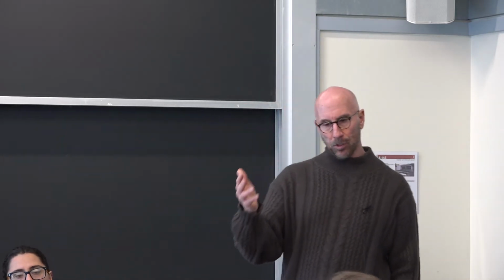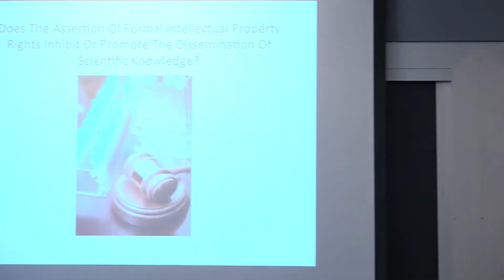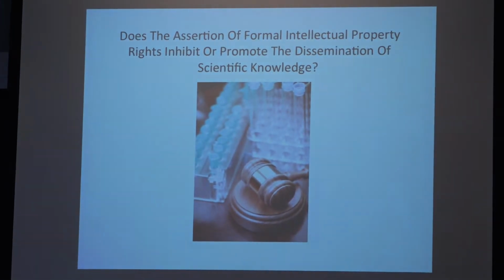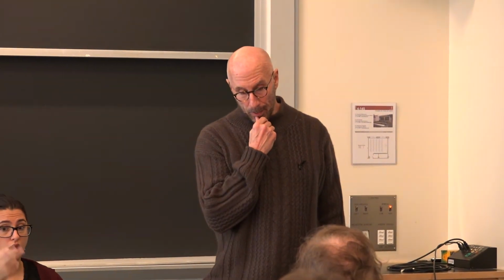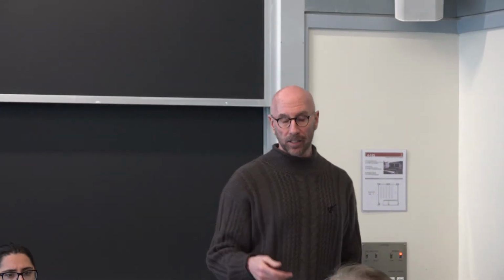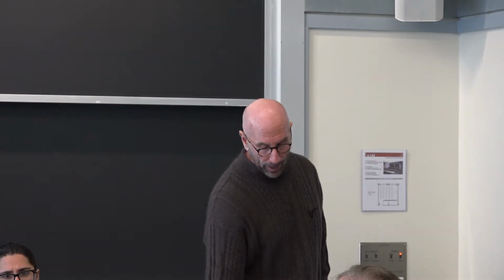And to introduce the subject of graphene and how it plays out in the world of material science and why it's relevant to you, I want to pose a question. Does the assertion of formal intellectual property rights inhibit or promote the dissemination of scientific knowledge? Because after all, that's what we're here for. We really come upon a fundamental question when it comes to intellectual property rights. Does it make the dissemination of knowledge more or less likely? And the story of graphene, I think, is illustrative of the answer to that question.